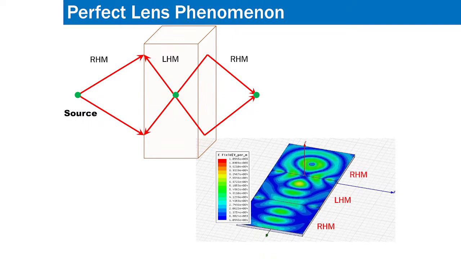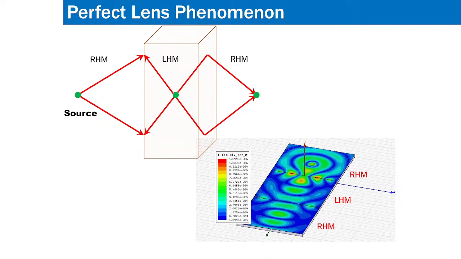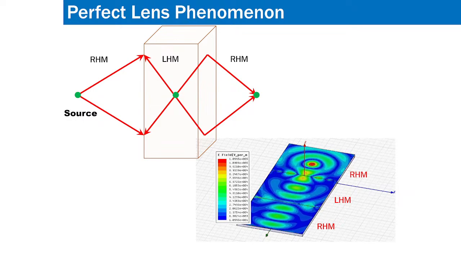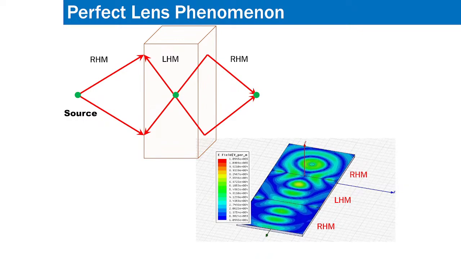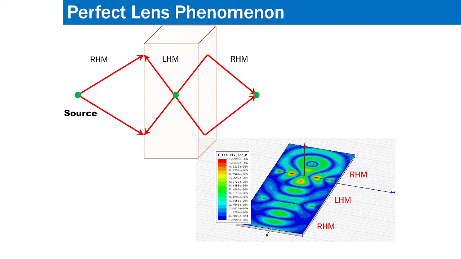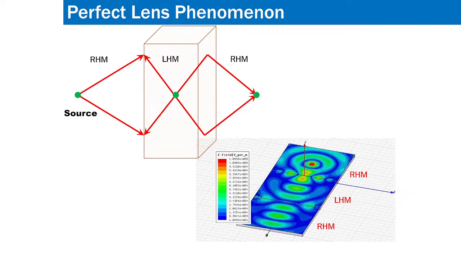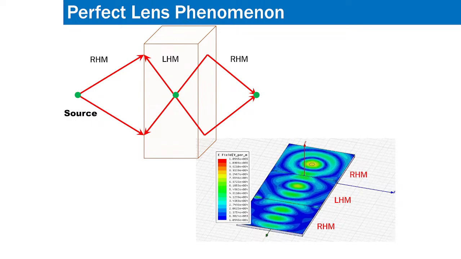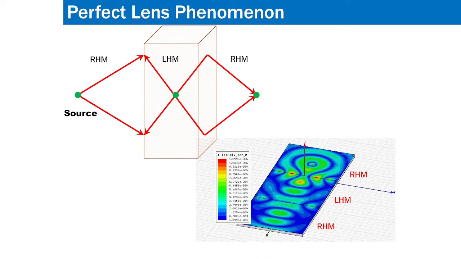You have to note that within the left-handed medium, from right-handed medium to left-handed medium, the wave propagation is backward and the deviation is negative. The deviation of ray is negative. Similarly, from LHM to RHM, wave propagation is backward and deviation is again negative. Therefore, we have got two foci, both these green foci.